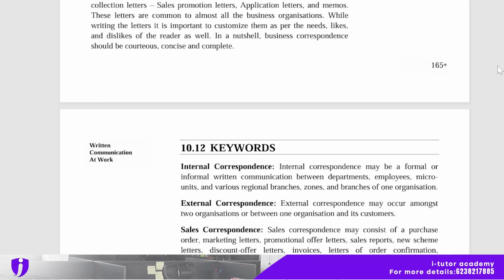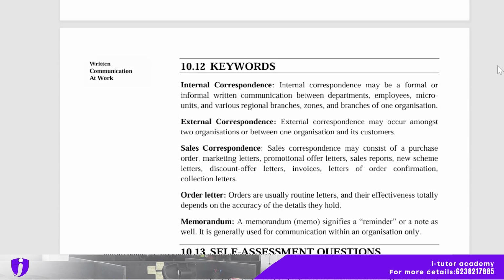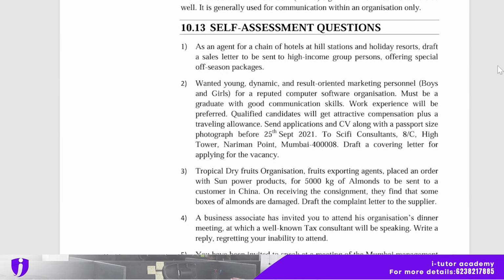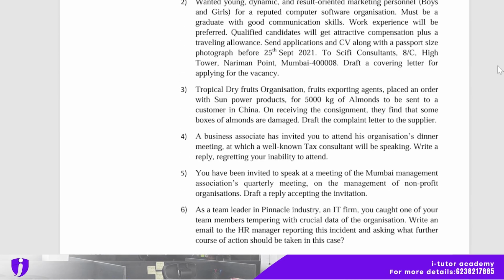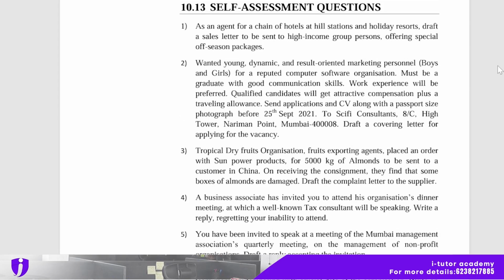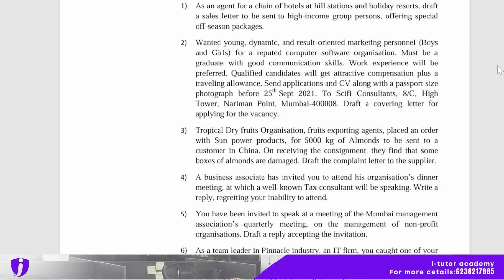And the keywords section is here under this. If you feel any words are difficult, you just refer to this section, and the self-assessment questions are also here. So you just refer to this section. There are almost 6 questions. Do it. In case of any doubts, you can contact us anytime. It is very important for your term and examination also.